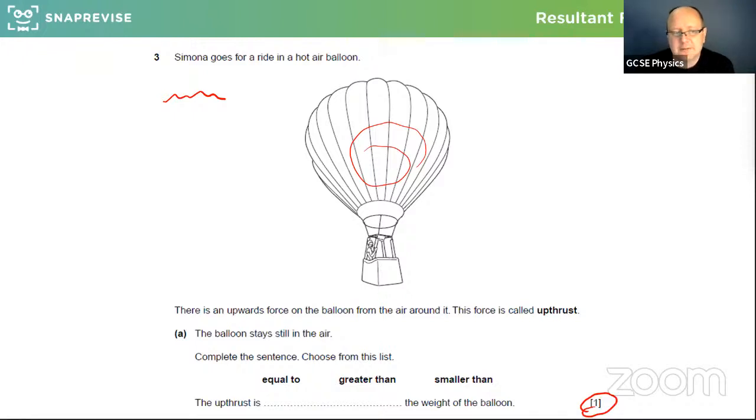If the resultant force is zero, there'll be no acceleration in any direction. In order for the resultant force to be zero in this case, the upthrust has got to be equal to, thank you, Winning, equal to the weight of the balloon. So that balloon will just float in the air because there's an upthrust, which is the result of the air around the balloon envelope, which is going to be equal and opposite to the weight.